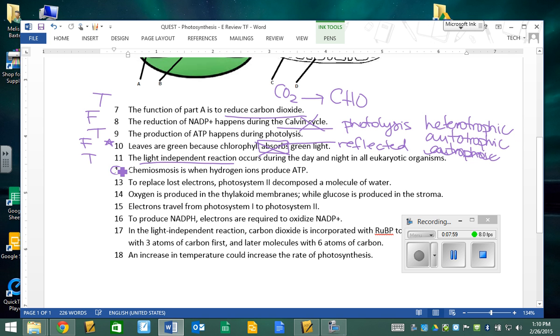Now, number 12 is asking about chemiosmosis. And number 12, maybe on the surface, looks like it's true, but I'm going to say it's false because it's not actually hydrogen ions that are producing ATP. It is when their movement through ATP synthase produces ATP. The hydrogen ions themselves aren't even touching ATP. They move through the structure, ATP synthase, and it has a mechanism that attaches ADP and phosphate.